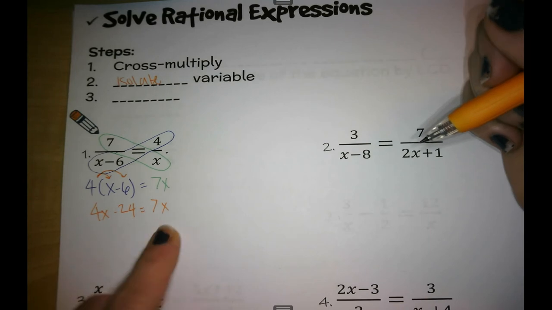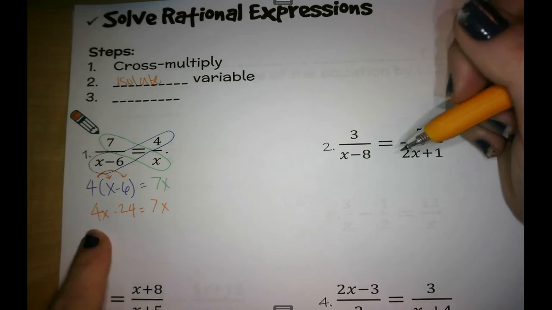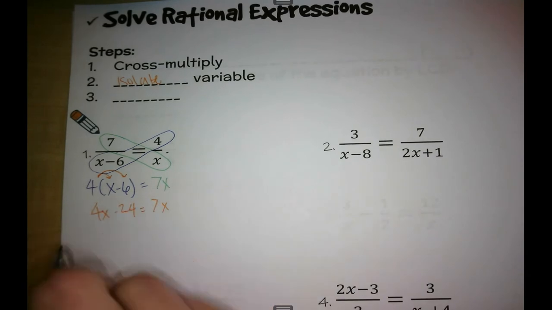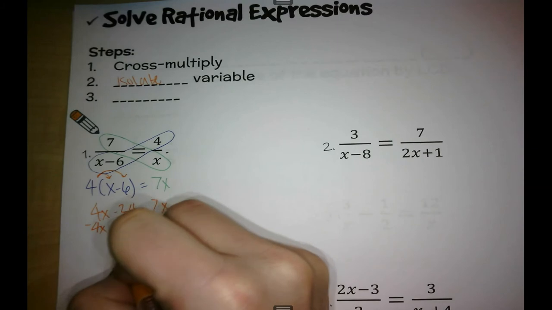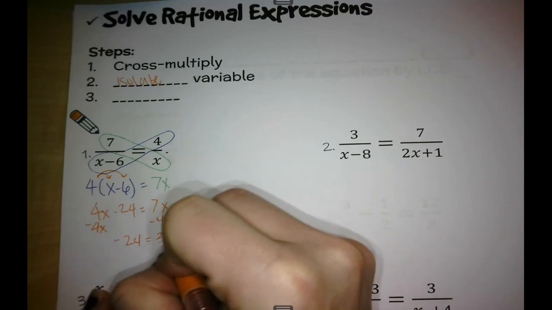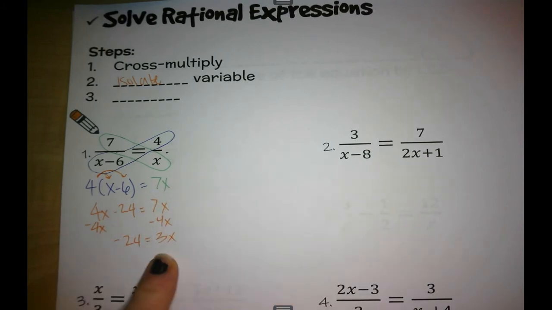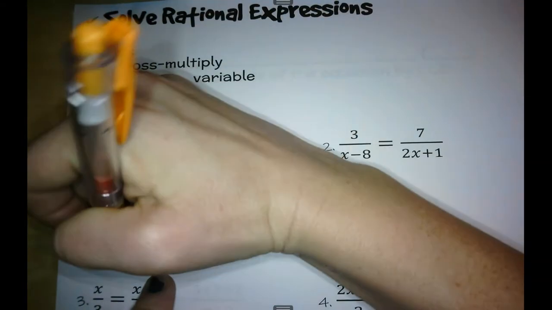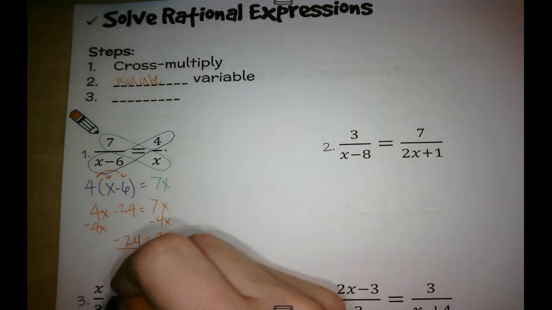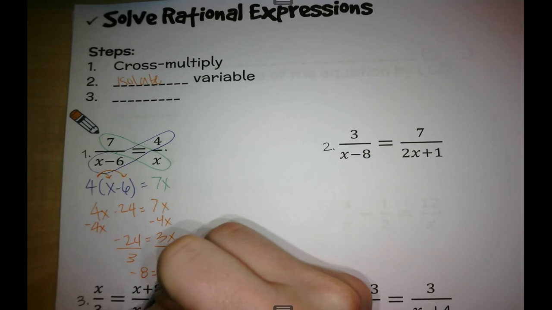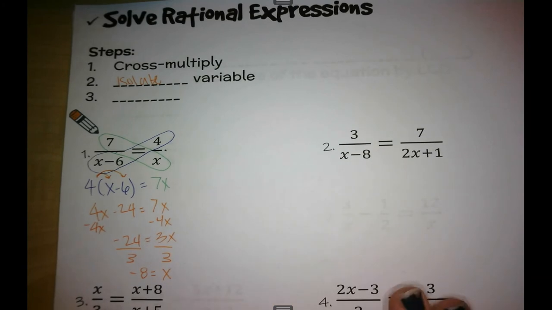I like to keep the bigger one on one side, so let's go ahead and move this 4x over. It's positive 4x, so I'm going to subtract it from both sides. Negative 24 equals 3x. X is still not by itself. It's being multiplied, so I need to divide by 3. And negative 24 divided by 3 is negative 8 equals x.